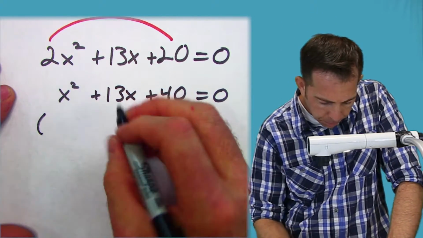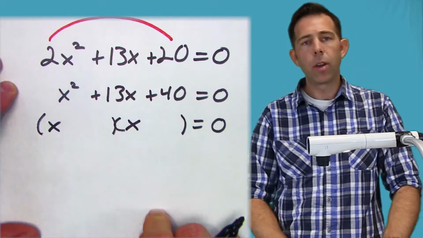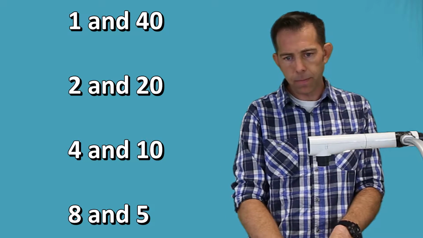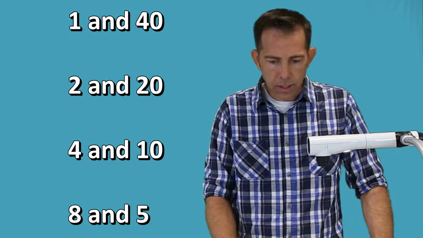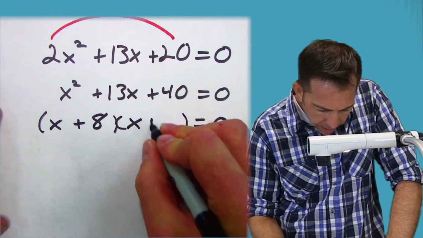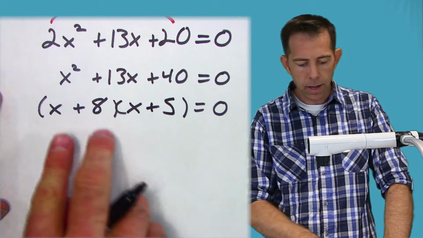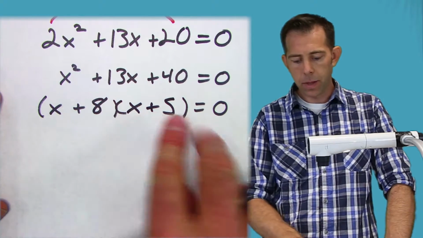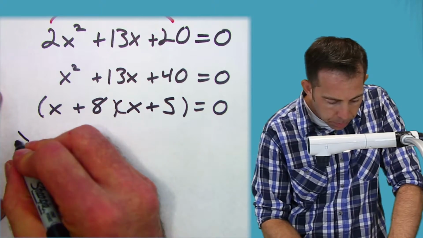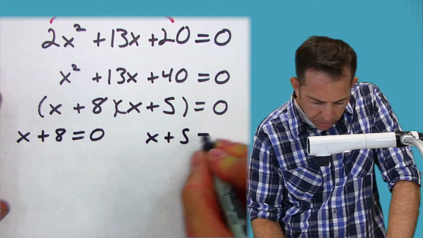Okay, so we factor x and x. We need 2 factors that multiply to 40 and add up to 13. Okay, in this case we can use 8 and 5. So positive 8, positive 5. Okay, and here's where we use that zero product property. If two factors multiply to 0, then one of these factors has to be 0. Either the x plus 8 has to be 0, or the x plus 5 has to be 0.